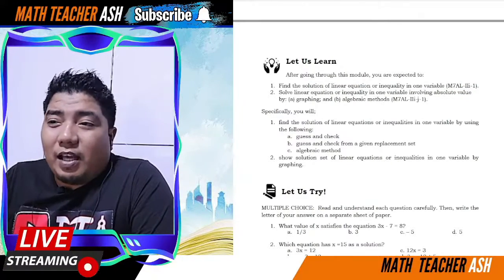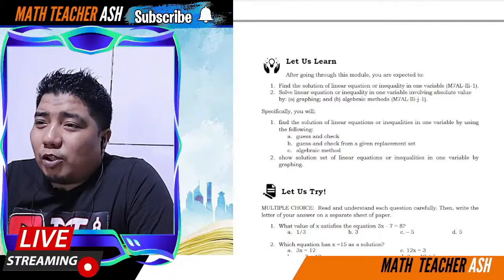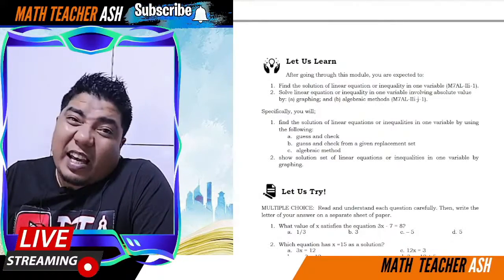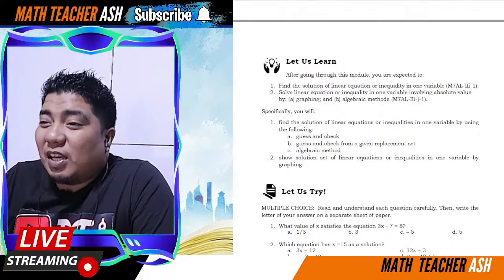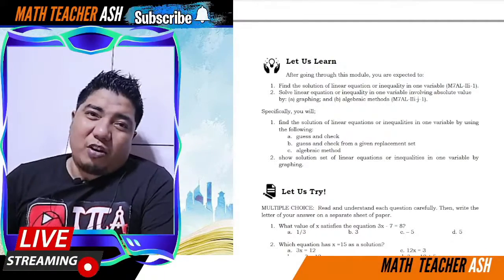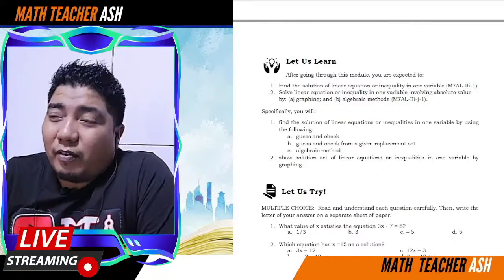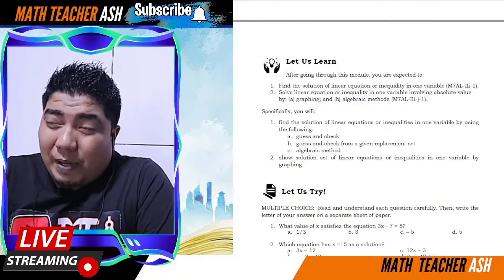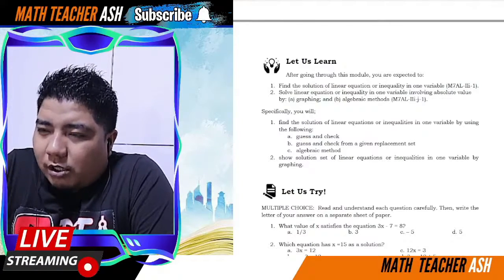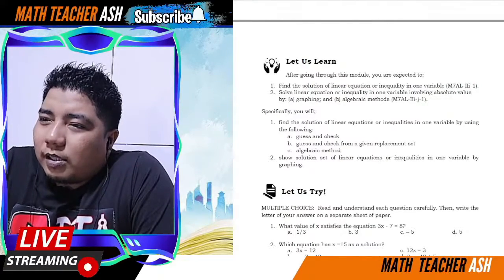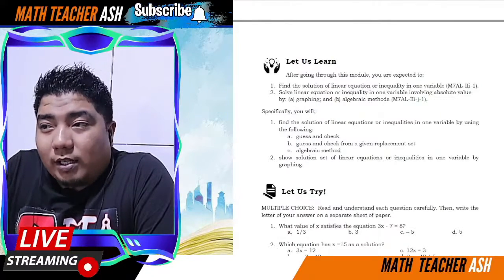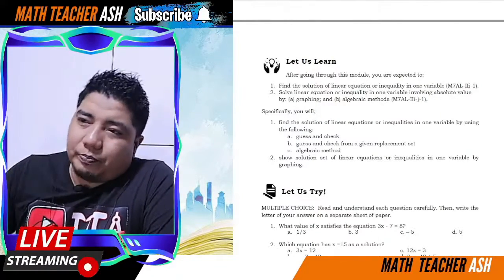Okay, so specifically, we find the solution of linear equations or inequalities in one variable by using the following: guess and check from a given replacement set, and the algebraic method. Okay, and later on, I will tell you which, for me, is the easiest and the surest method. And then number 2, we have to show the solution set of linear equations or inequalities in one variable by graphing.